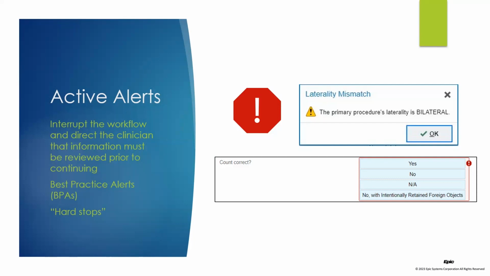This can also include areas that must be completed before moving on to the next part of the chart, such as the correct count indicator shown on the right here. Is the surgical count correct before we close this patient up? Hard stops are just what they sound like. They're a stop sign in the workflow that requires attention before we can move on to the next part. Active alerts are often used less than the other 2 types of alerts I'll discuss, because they can tend to cause alarm and alert fatigue among staff.